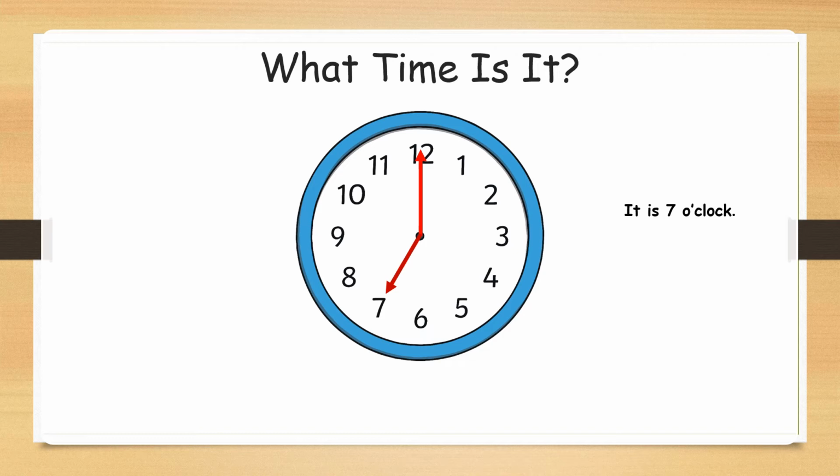First, we have to write the number of the short hand and then the minute hand. 7 dots 0 0. Yay! Thank you so much, Mr. Wolf.